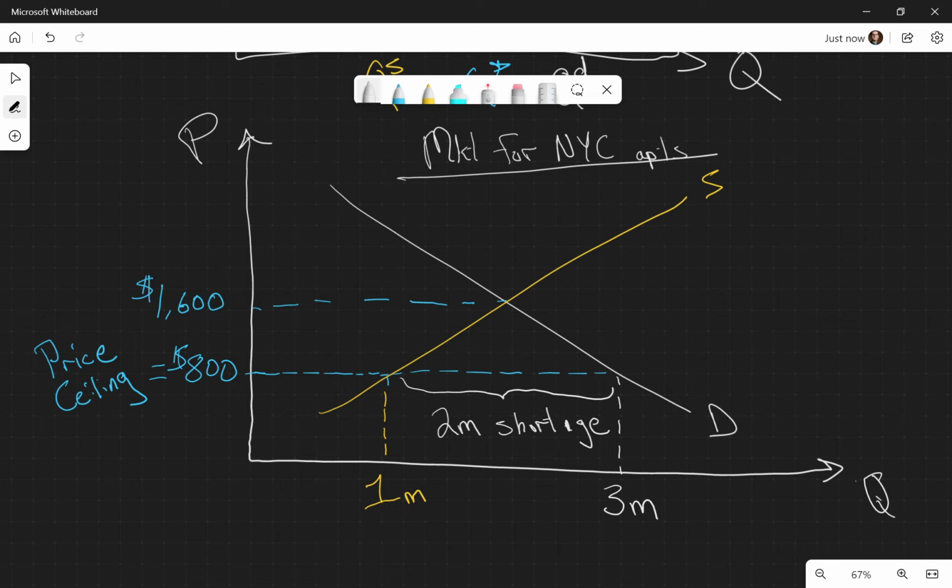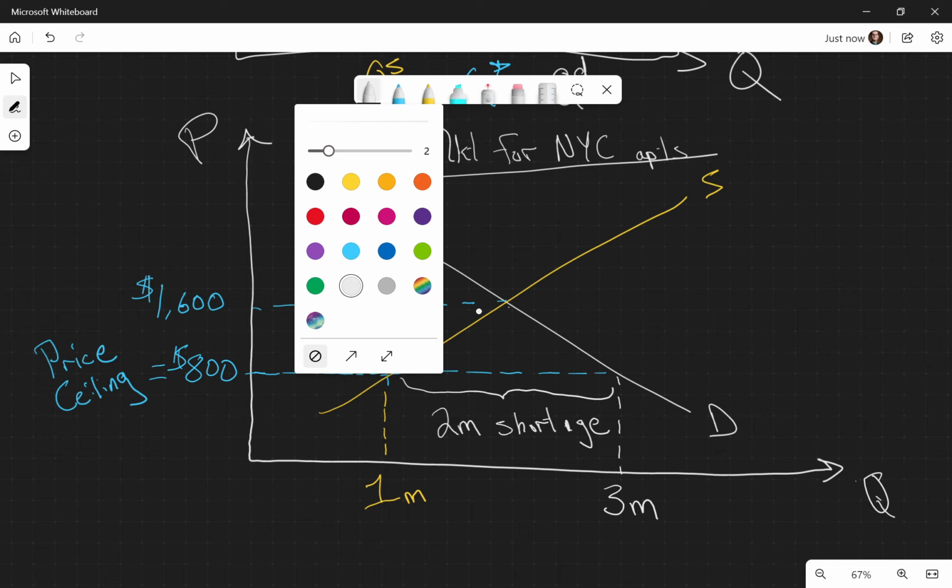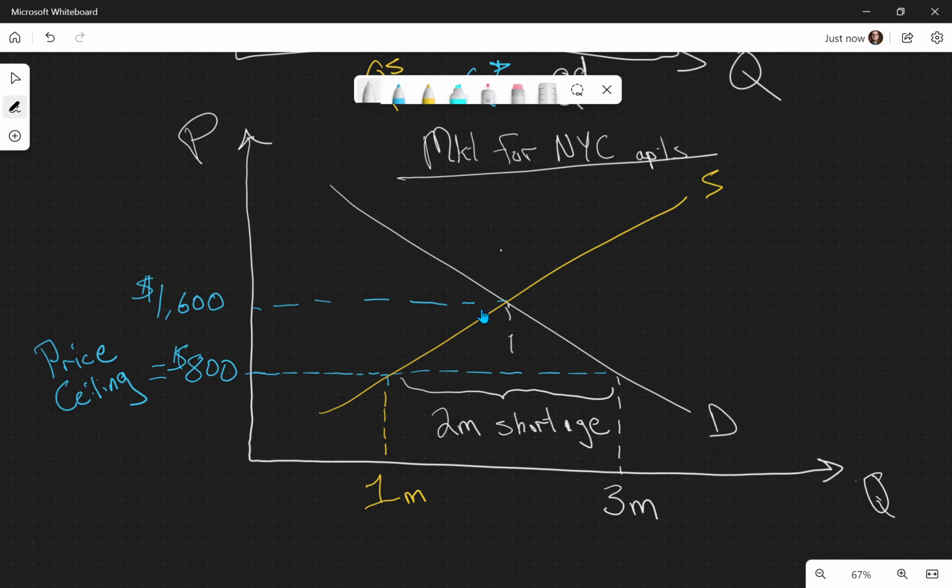And if we would let the equilibrium price rise to where it naturally would go, we would end up with somewhere, and again, we have to guesstimate because we really don't know, we would end up with 2 million apartments rented at a higher rate.